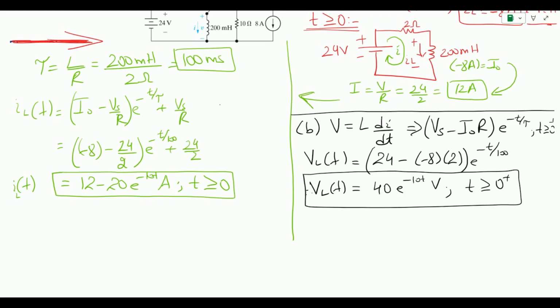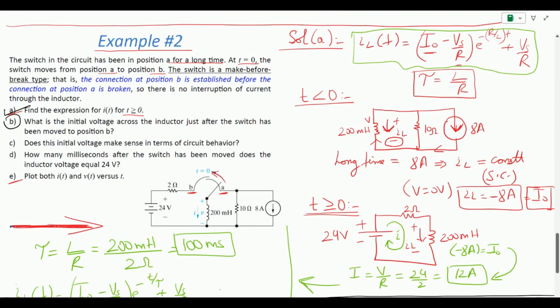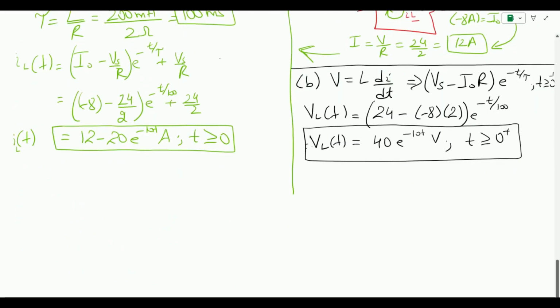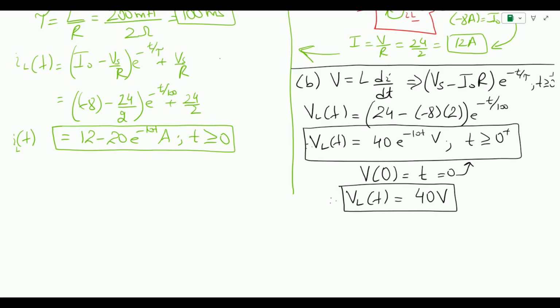Now we have figured out the voltage, but I have been asked what the initial voltage is, and it is just the voltage that appears when the switch moves. So for the initial voltage, we take t equals 0. Just input t equals 0, and we get V of L at t equal to 40 volts. So this is the initial voltage that appears when the switch is moved from position A to position B.